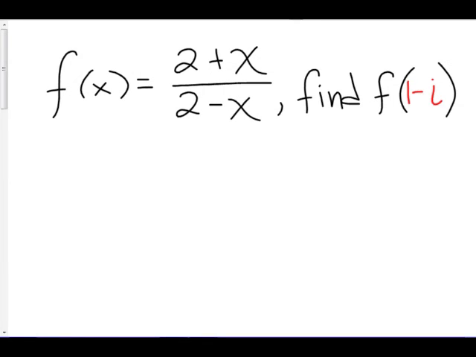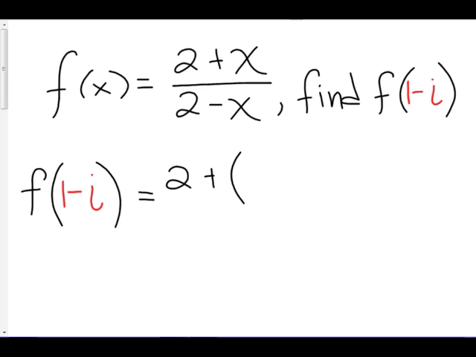This topic is the complex numbers. Here we have some function f of x, and we want to find f of 1 minus i. Well, this means that we have to plug 1 minus i into x. 1 minus i is my stuff. So we have 2 plus stuff, that's 1 minus i.